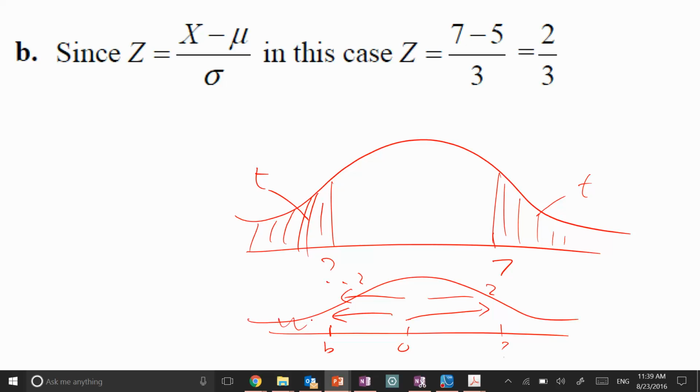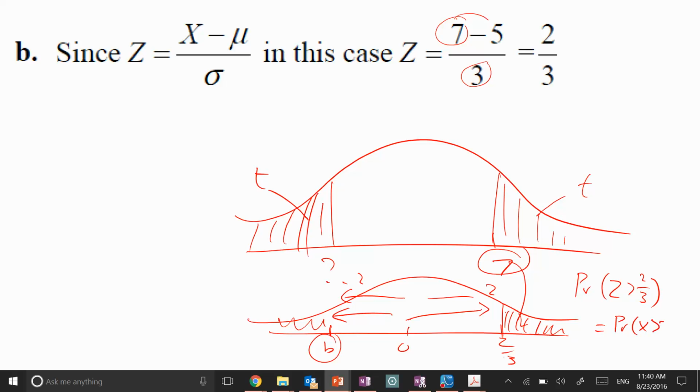It's the same area. So all you had to do was figure out what 7 is as a Z value. If you know what 7 is as a Z value, then B is exactly the same except it's negative. That's the only difference. To find Z, the transformation is 7 minus 5, which is your mean, divided by your standard deviation, which is 2/3. So what does that mean? It just means if Z was 2/3, the area above this, the probability of Z greater than 2/3, is exactly the same as the probability of X greater than 7.